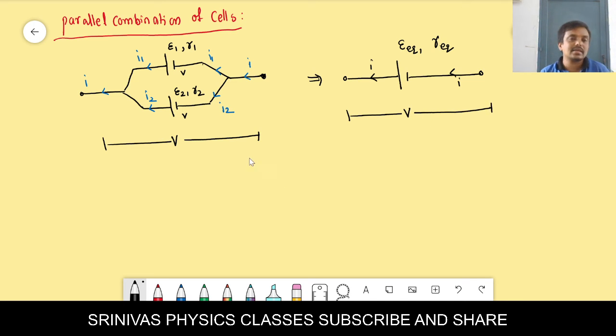Right? Okay, let us start. And the current which is coming from the first cell, we can write a formula from the figure. How to write the current formula?